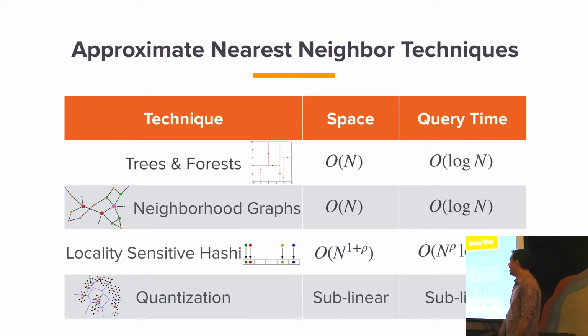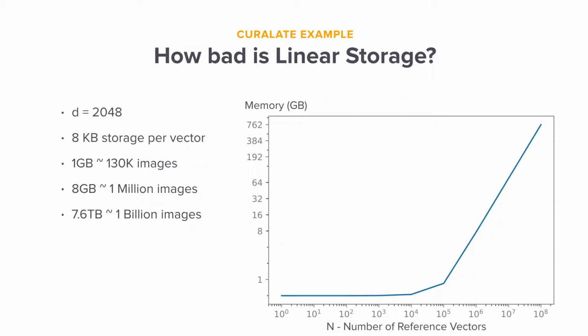So the technique we're going to talk about today is quantization. Quantization gives us sublinear storage and sublinear search. I say sublinear because the actual asymptotic cost depends on your approach and on your data. So you might be saying, hey, why does sublinear space actually matter? So let's look at this. How bad is it?